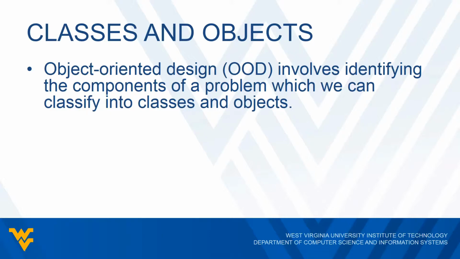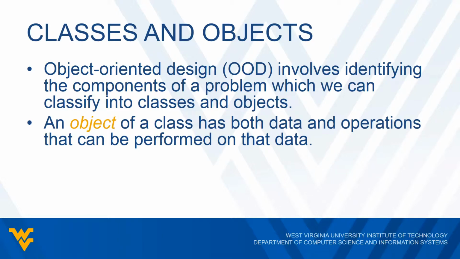Well, that's great and all, but what are classes and objects? An object of a class has both data and operations that we can perform on that data. So the whole point is we're looking at some part of a program and we can think of an object as this component that has some information about it, some attributes, some data, and then there are some actions or operations that we can perform on that thing.